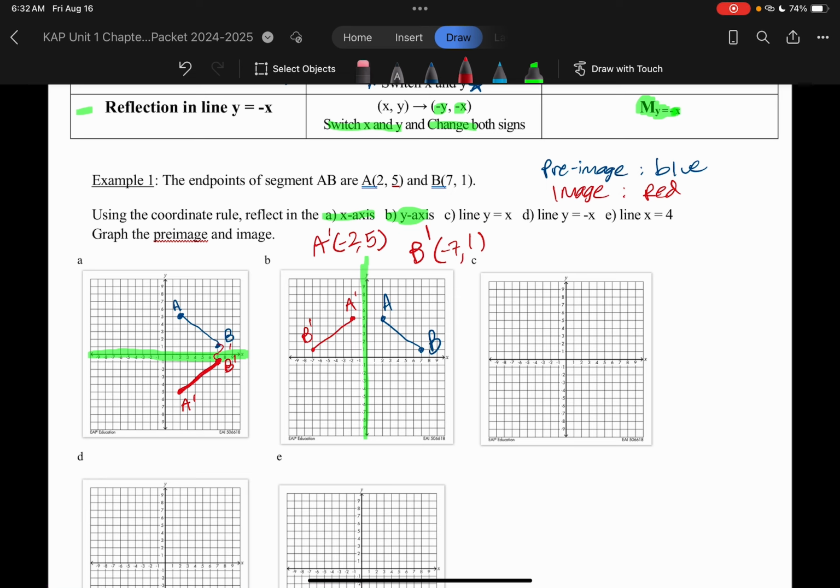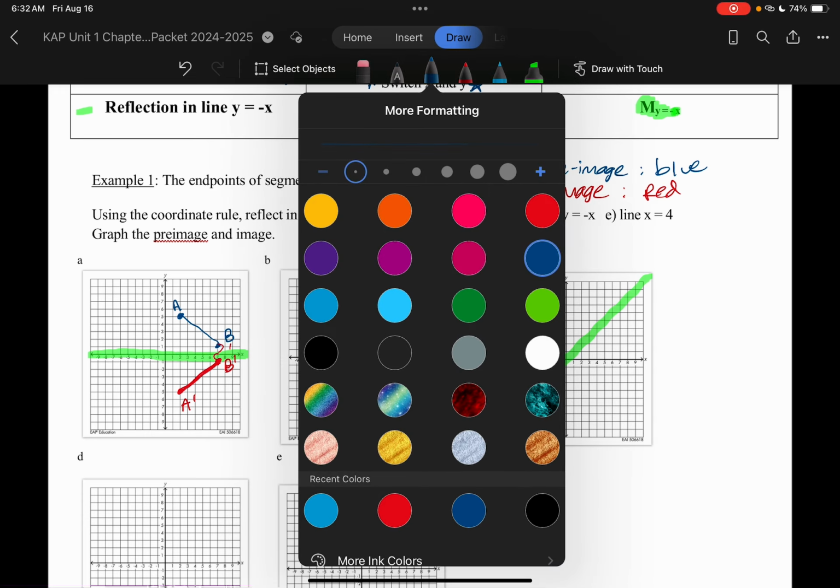Next, we got C, reflecting over the line y = x. For this particular problem, that line is going to essentially be our parent function. So y = x will look approximately like this. The issue with this is you can't really count that equidistance here because the line isn't running vertical or horizontal. So for this one, let's actually use the rule.